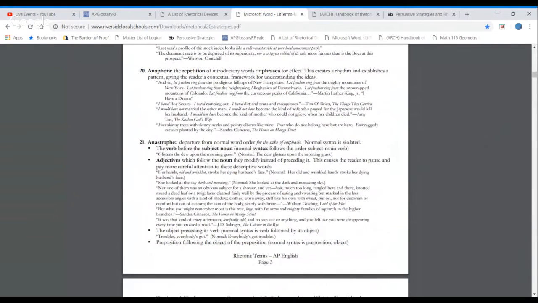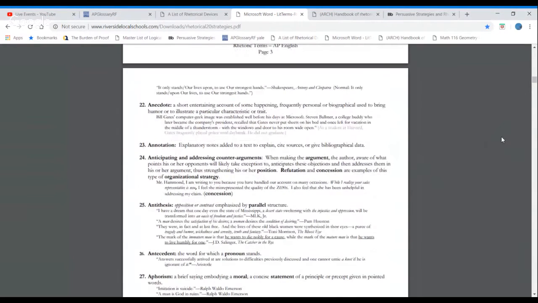Anastrophe. Emphasis. Normal syntax is violated: the verb before the subject noun. Normal syntax follows the order subject, noun, verb. Adjectives which follow the noun they modify instead of preceding it. This causes the reader to pause and pay more careful attention to these descriptive words.